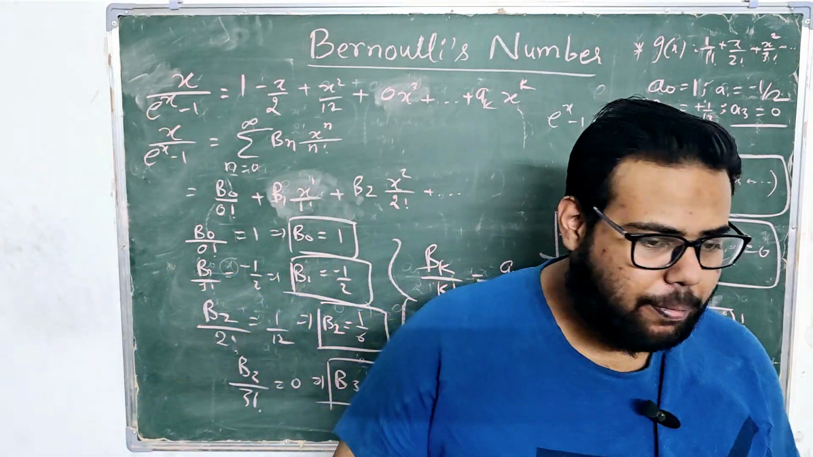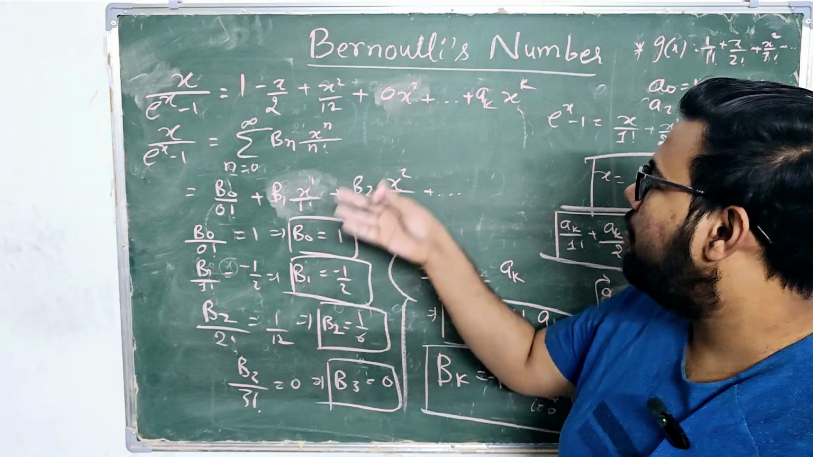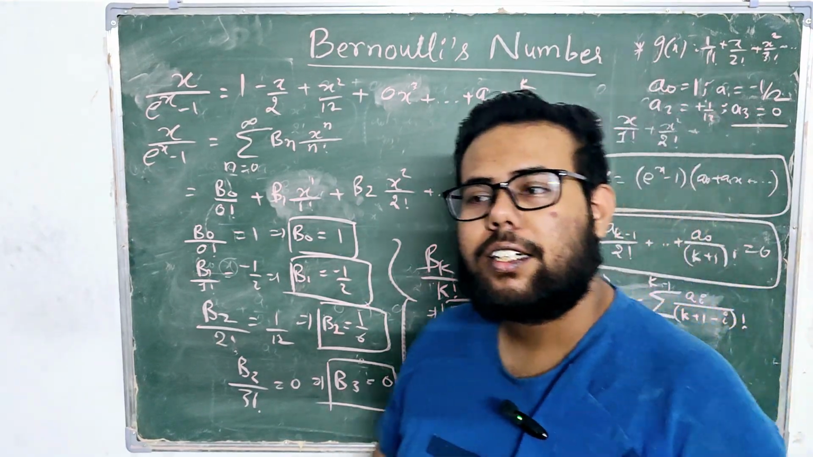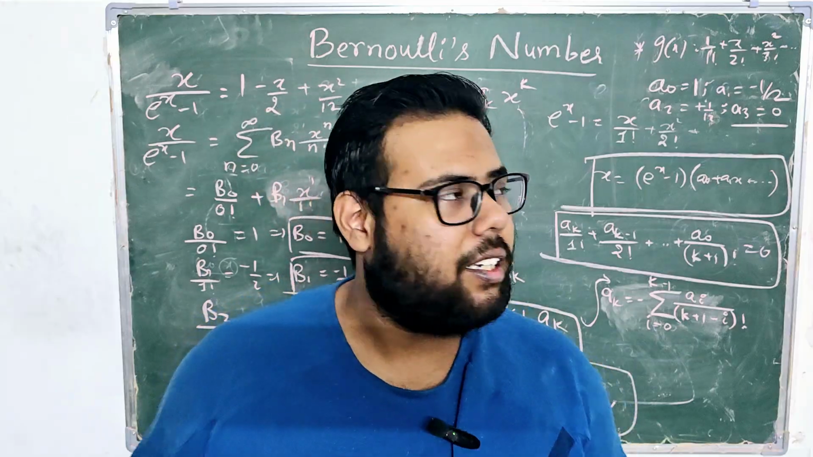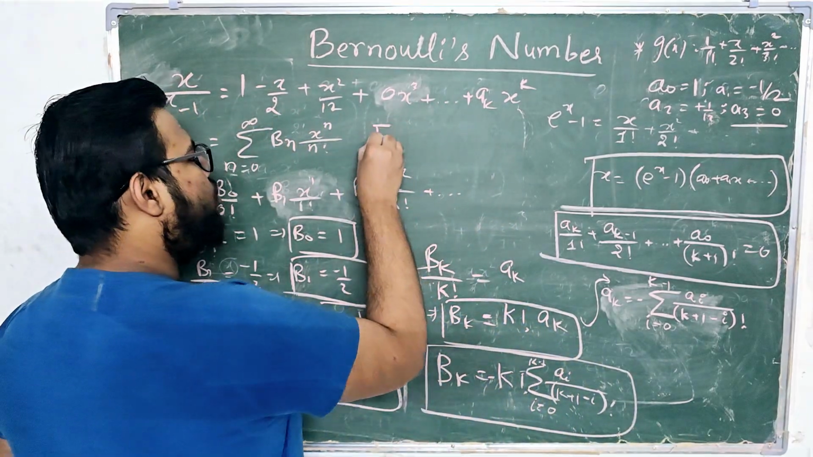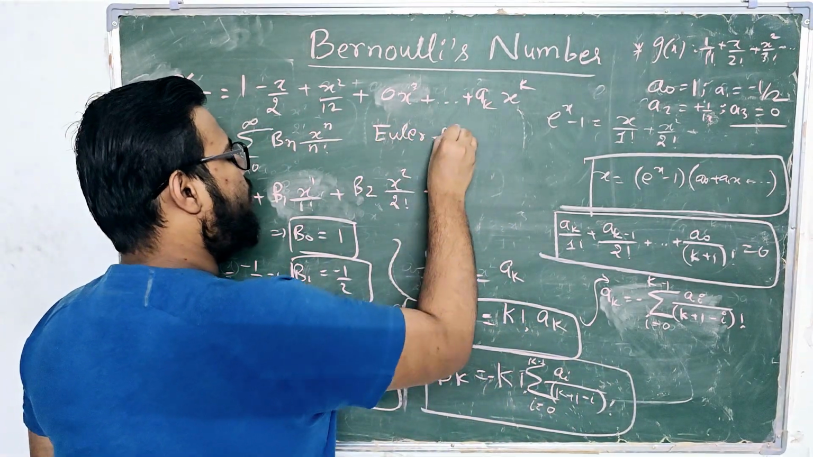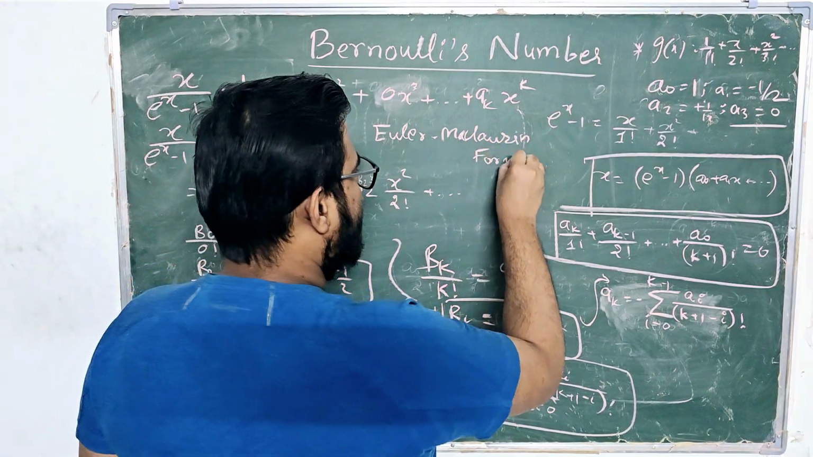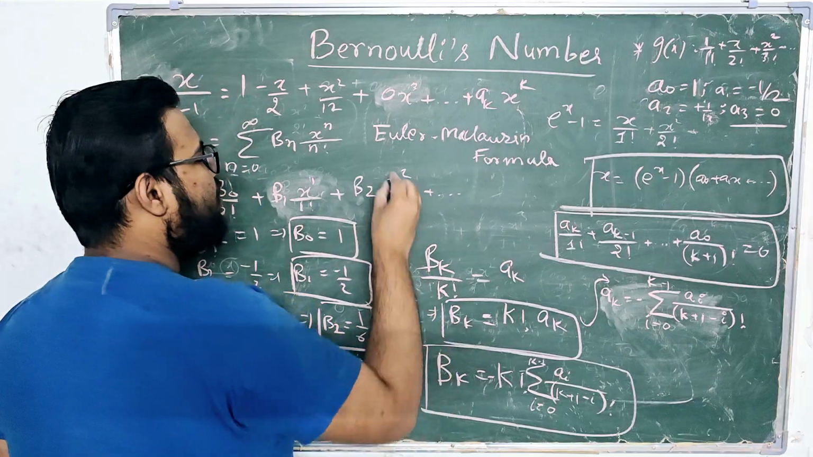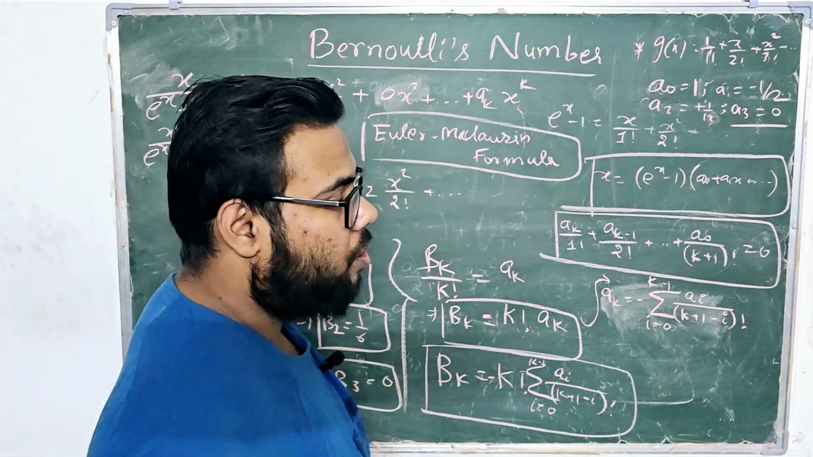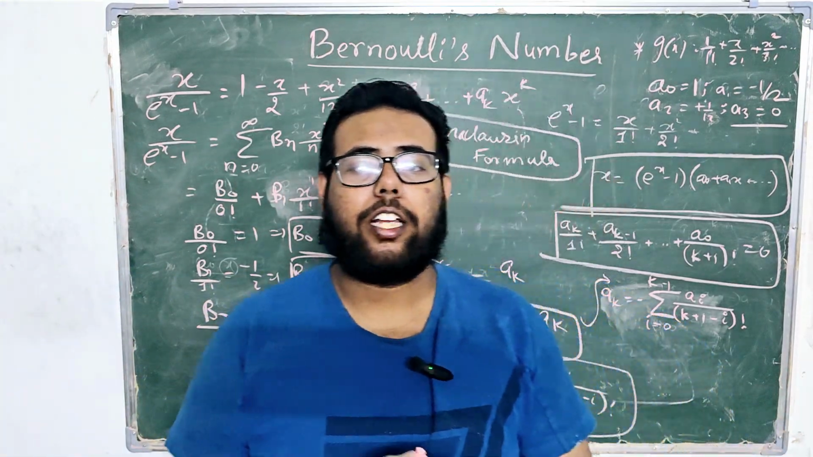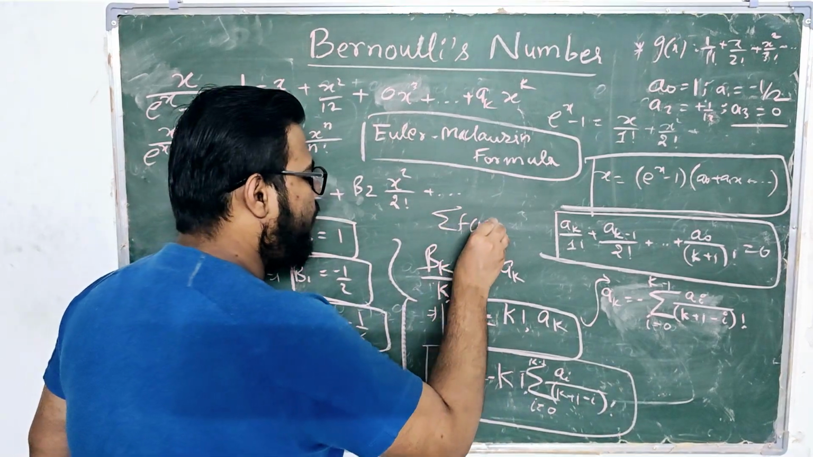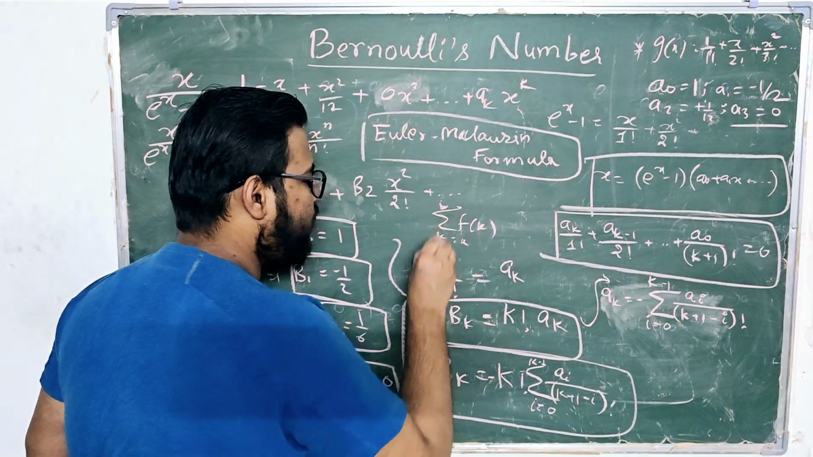But why in the first place am I teaching this Bernoulli's number which seems to have no use in life or in mathematics? Well, it has lots of application, and in the next video I'll teach you about the Euler-Maclaurin formula. Please check the spelling. I'll teach you the Euler-Maclaurin formula, which is very helpful for approximations of the summation of the form f of k, where k goes from a to b.